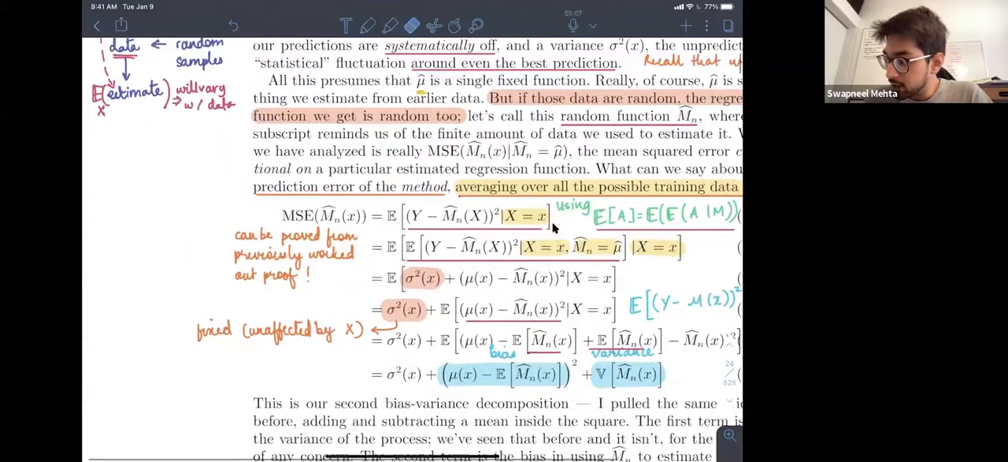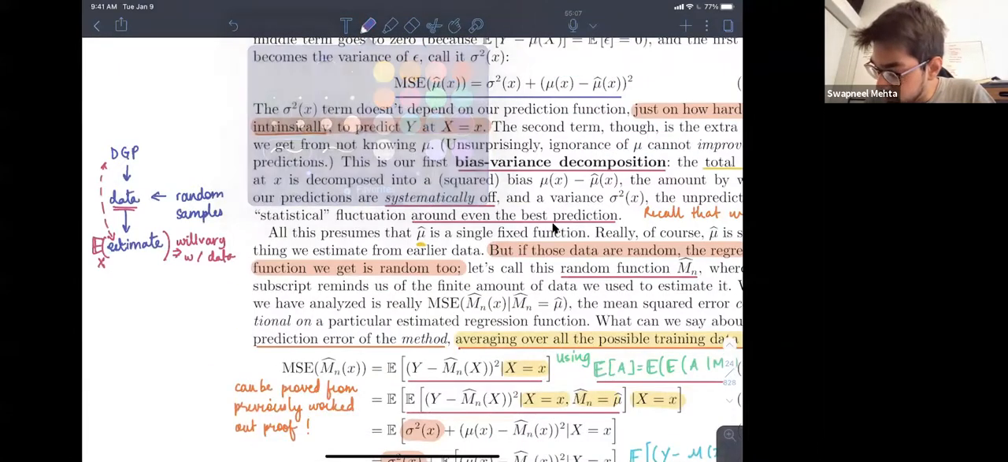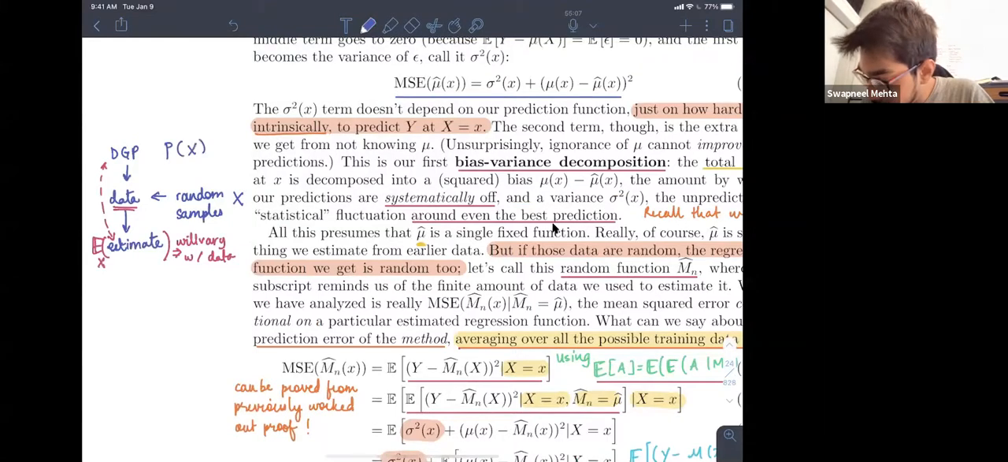Thank you. So at this point, I could write this down. Our data generating process is P of X. Our data are, well, I should say, our data are X, Y.